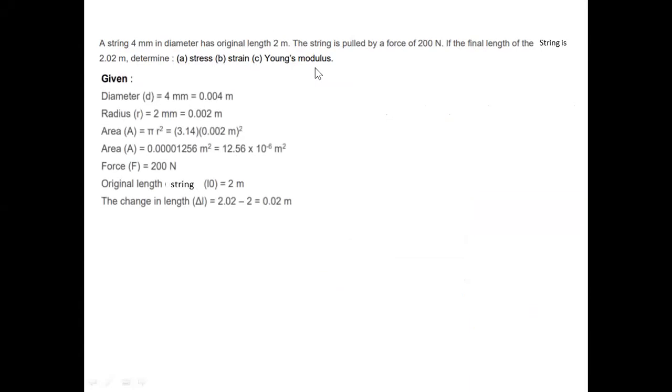Now, let's define the given parameters. The diameter is equal to 4 millimeters, or this is 0.004 meters in conversion. Okay, the conversion factor for a meter is equal to 1000 millimeters. Now, getting the radius of the string, we're going to have the diameter 4 millimeters all over 2. This gets 2 millimeters or 0.002 meters.